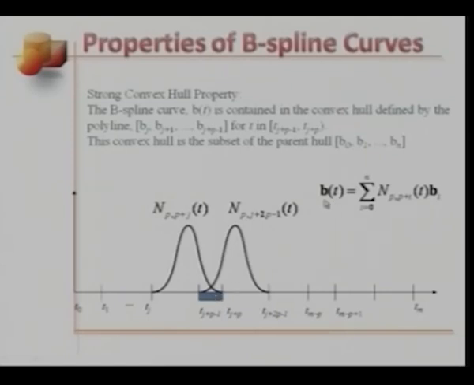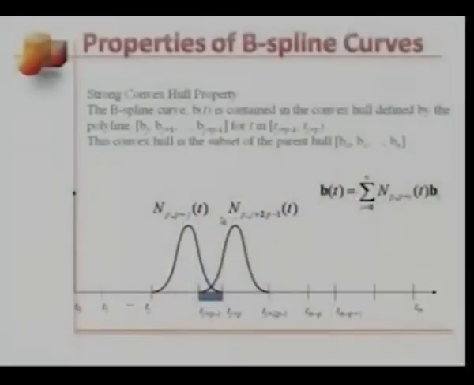the B-spline curve B(t) for values of t in between T_{j+p-1} and T_{j+p} will be lying within the convex hull defined by these p control points, B_j up till B_{j+p-1}. Do you know why this happens? This happens because of the local barycentric property corresponding to these p basis functions.